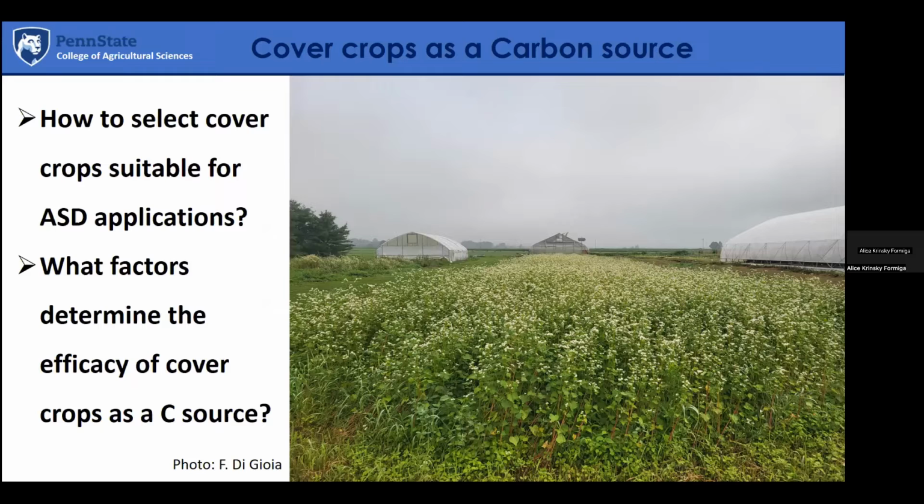Now, the other question is how to select cover crops suitable for ASD application and what factors determine the efficacy of the cover crop as a carbon source. What you see here in the picture is a cover crop of buckwheat, just buckwheat.